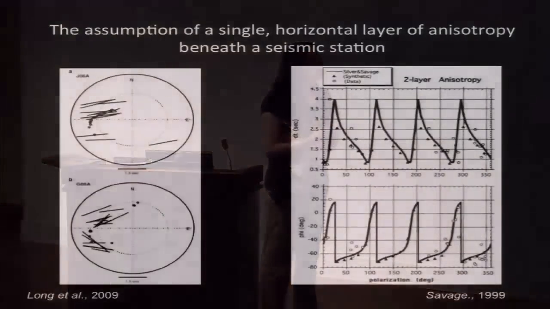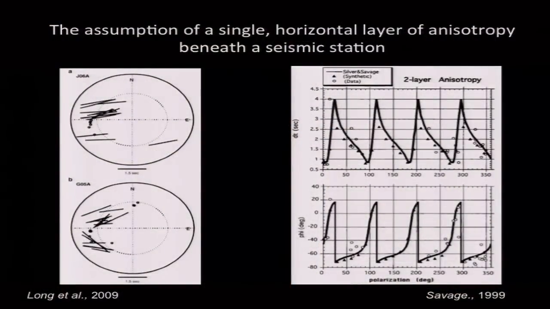Another thing that is particularly tricky about interpreting shear wave splitting measurements, and this is particularly acute in regions where you don't have the very good back azimuthal coverage that Barbara was just alluding to, is that very often we are limited by the data to making the assumption that you have a single horizontal layer of anisotropy beneath a seismic station. We sort of know that's not likely to be true everywhere. Luckily, we can see the signal of multiple-layer anisotropy in shear wave splitting data sets.